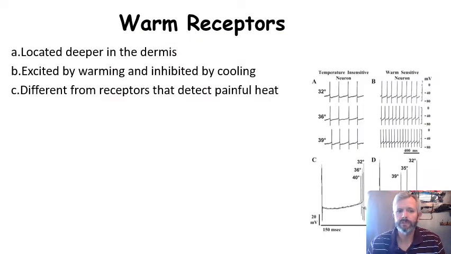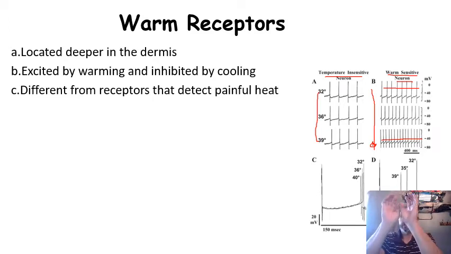Okay, our warm receptors and TRP. All right, you can see temperature insensitive neurons don't change their firing with changing temperature. But your warm sensitive neurons, those that have warm receptors on them, you see as we go down, this is going down 32 to 39. Again, as we get to the higher temperature, the frequency is much greater than what we see at the lower temperature.